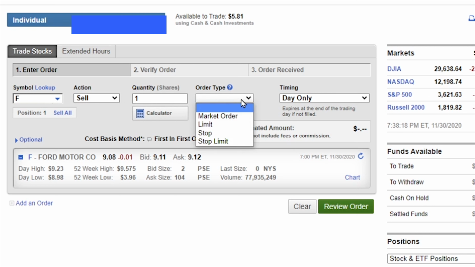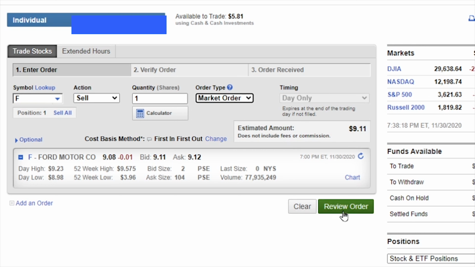And then what we're going to do is go to order type over here, and there's a couple different order types: market order, limit, stop, and stop limit. In today's example, we're just going to go with market order, and this is going to sell it at the price that it's at, and then we're going to have that money deposited back into the regular account to be able to utilize.